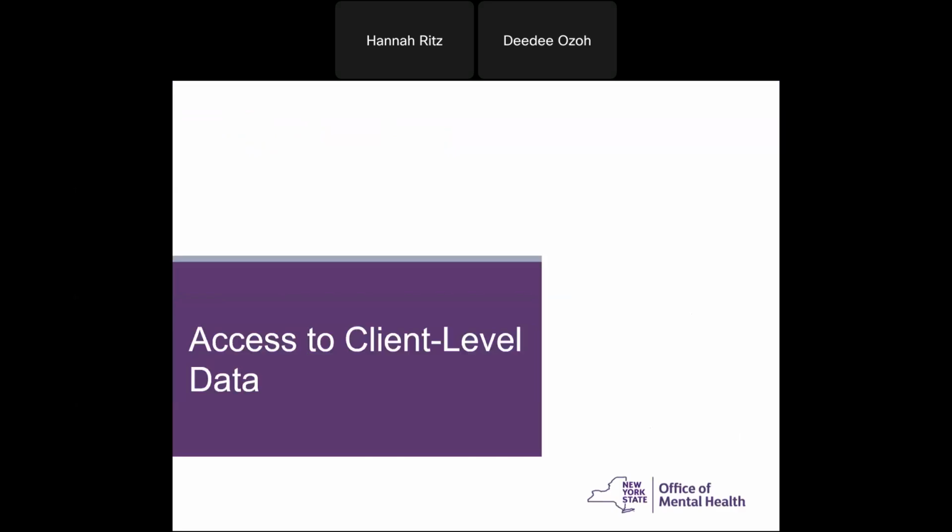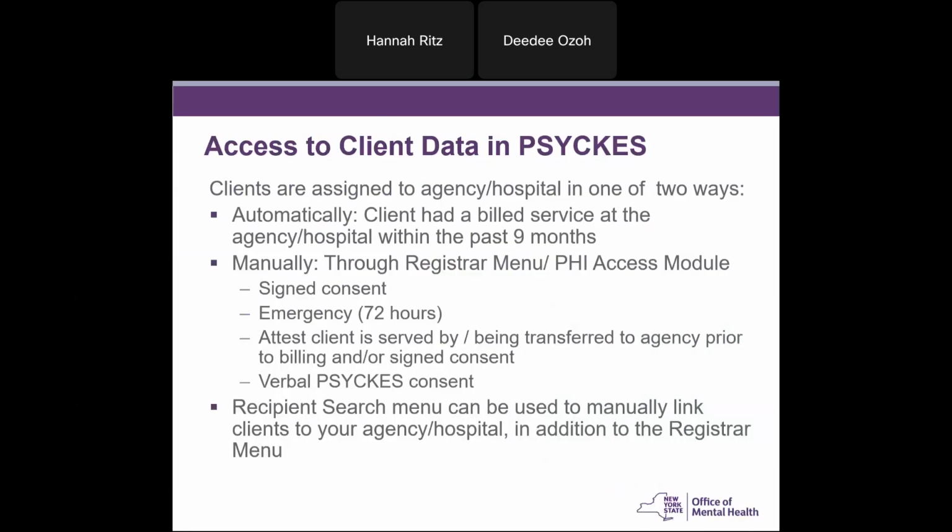Now we're going to talk about different levels of access to client-level data. In PSYCKES, clients are assigned to your agency in one of 2 ways, either automatically or manually. When a client is automatically assigned to your agency, this means that the client has had a billed service at your agency within the past 9 months. When a client is manually assigned to your agency, this means that you've used the registrar menu or PHI access module to manually assign them to your organization.